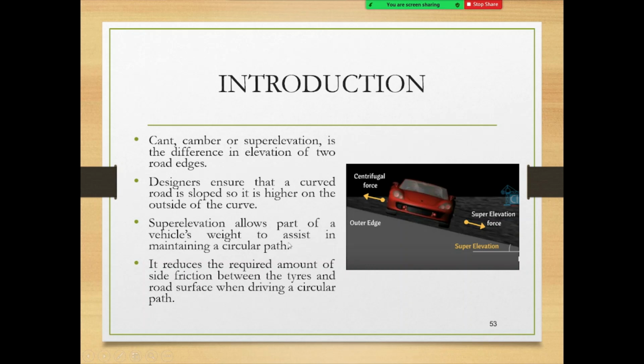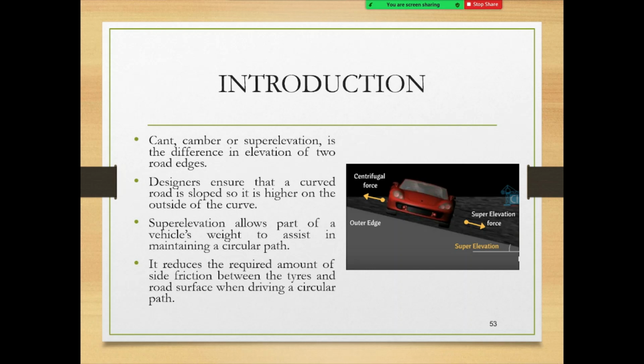Superelevation allows part of a vehicle's weight to assist in maintaining a circular path. Understood, right? It reduces the required amount of side friction between the tires and road surface when driving in a circular path. Otherwise, what happens? Side friction alone has to balance the centrifugal force. So that is not going to work.